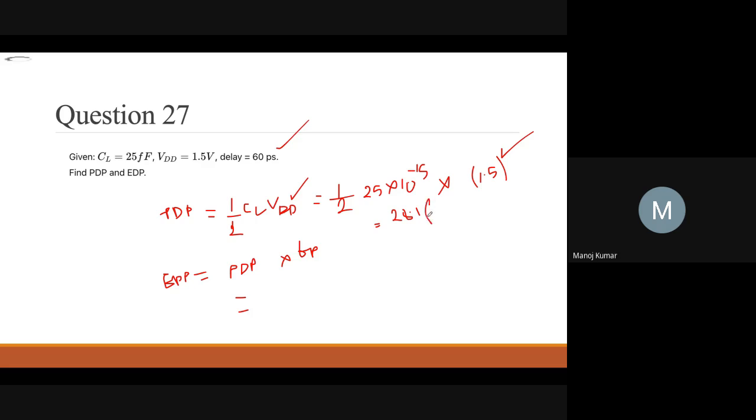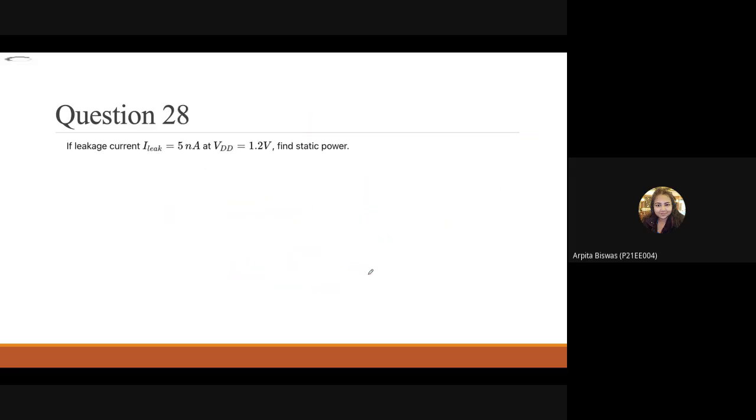EDP is equal to 1687.5 times 10 power minus 27, ma'am. Yes, it is 1686, right? Yes, ma'am. 1686 fJ into PS. Okay, so next we move toward question number 28.